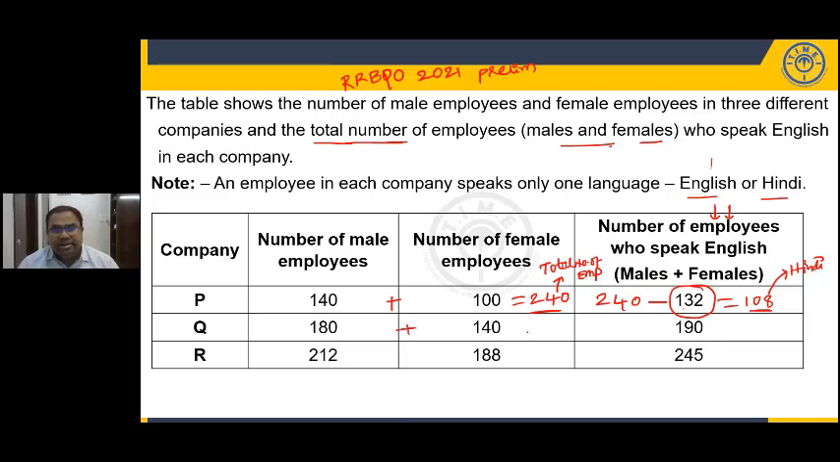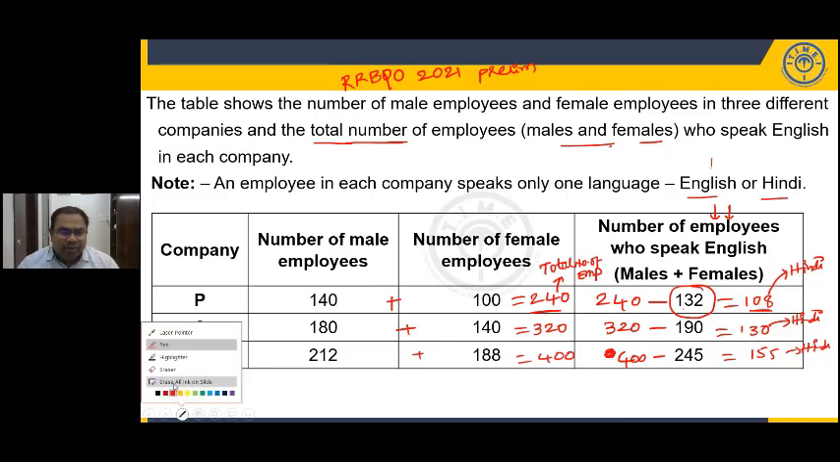Here also, 320 is my total number of employees. 320 minus 190 is 130. 130 are the people who speak Hindi. Right? So this is how much, 220, 300, 400, if I add these two. 245 out of 400 are speaking English. So 155 speak Hindi. This is the understanding. So this English part is males and females together. And if I add males and females, I'll get total employees. Total minus English gives the people who are speaking Hindi.